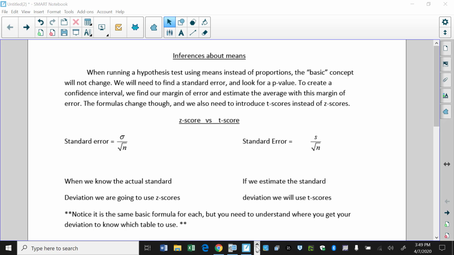Hi, and welcome to the second section of inferences surrounding means. And this part two, what we're going to look at is when we don't know the standard deviation.